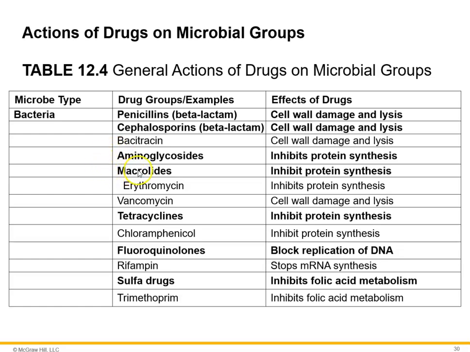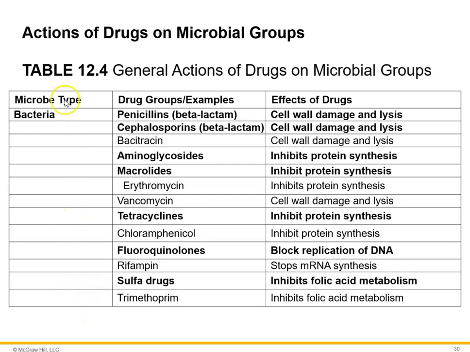Aminoglycosides and macrolides and tetracyclines, I want you to know, these guys inhibit protein synthesis. You don't need to know the exact mechanism, but I do want you to know, big picture, proteins are not going to be made when you give these antibiotics to the bacterial cell. Fluoroquinolones we'll talk about in a little bit. These guys are going to block replication of DNA. Sulfa drugs we've already talked about a couple times. And I want you to know that sulfa drugs, or sulfonamides, are going to inhibit folic acid metabolism.